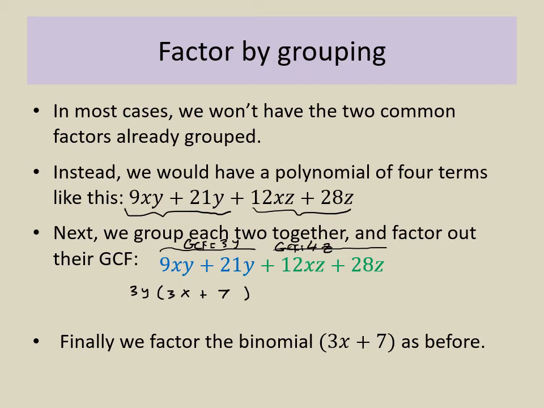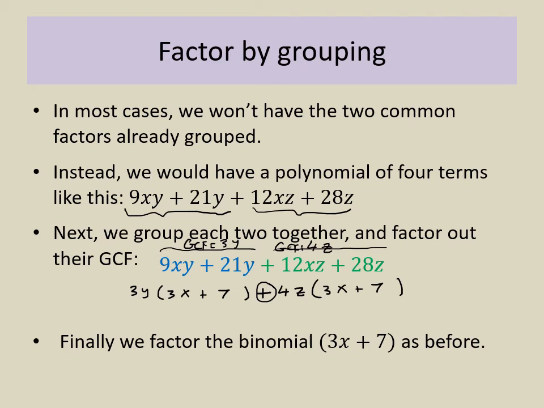It is crucial that at this step, you have the sign with it, plus 4z. This sign is very, very important. I'll explain to you why in a minute. Okay, so if I factor out the positive 4z from the second group, what do I have left? 3x plus 7.